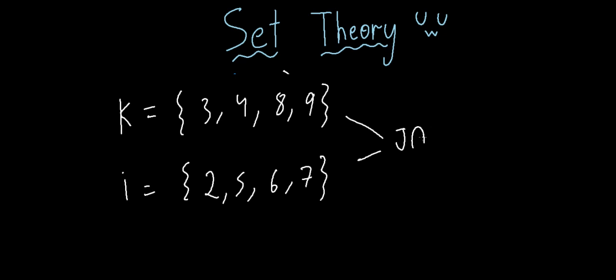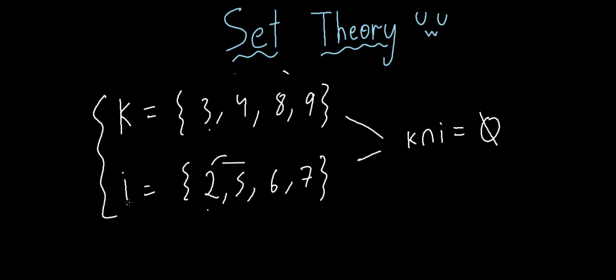In this case we have no intersection, as there are no commons, such as 3 is not in set I and 2 is not in set K, and vice versa with all the numbers. So here we can write the Greek letter phi. Whenever there are no commons or no intersection in any given sets, we will have to write phi.